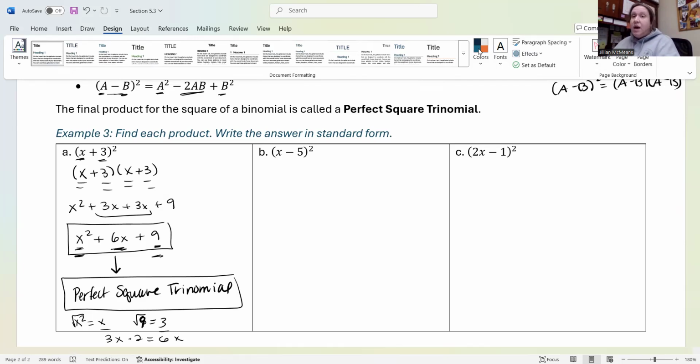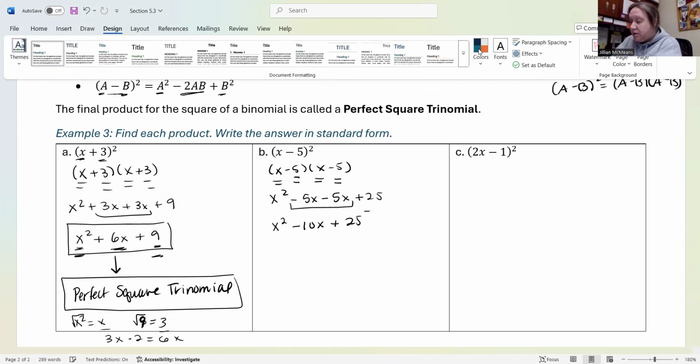So again, for part B, let's go ahead and do the FOIL method just to prove to ourselves this works, and then for the last example, we'll do the special product formula. So x minus 5 squared is x minus 5 times x minus 5. I need to do the FOIL method. So first terms, x times x is x squared. Outer terms is x times negative 5, which is minus 5x. Inner terms, negative 5 times x, which again is minus 5x. Last terms, negative 5 times negative 5 is plus 25. The middle terms combine, so we get x squared, negative 5x minus 5x is negative 10x, and then we drop down the plus 25.